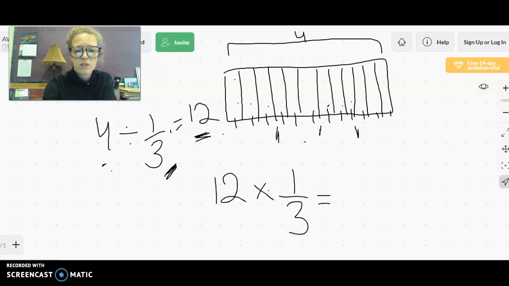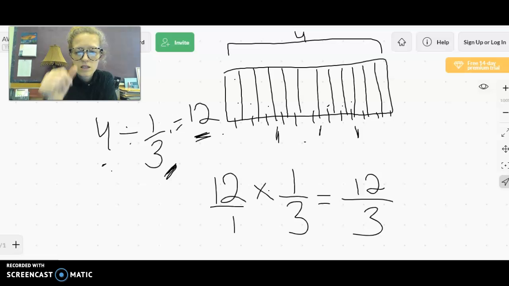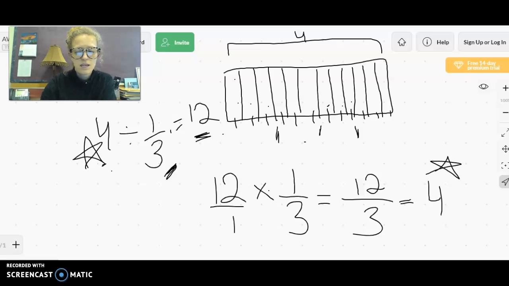All right, let's see. So I bring that 12 across. 12 times 1 is 12. And my 3, and you can imagine that there's a 1 there if you like. Either way, 12 divided by 3 equals 4. Cool. Am I on it? I am. Excellent. We're going to do one last problem.